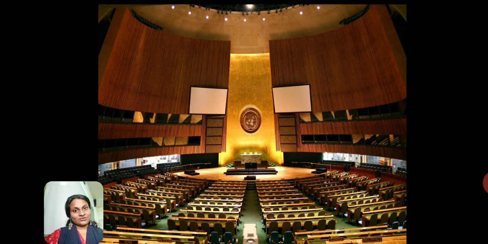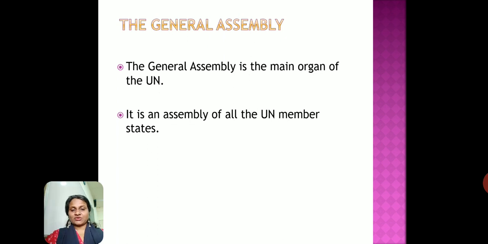I had told you which those organs were, and the first organ that we're going to start with is the General Assembly. This image which I have shared on screen is that of the United Nations Assembly, and this is where the General Assemblies take place. Now what happens during these General Assemblies? The General Assembly is the main organ of the United Nations, and it is an assembly where all the members of the United Nations come to attend their meetings.